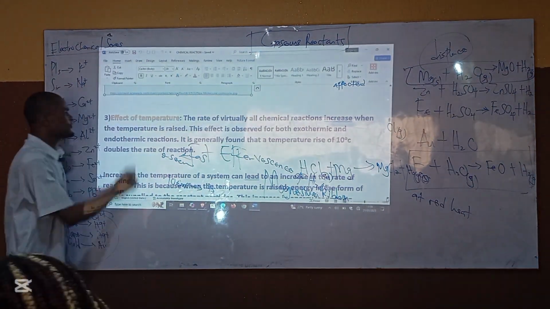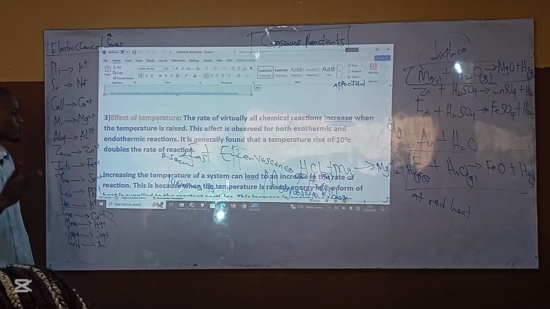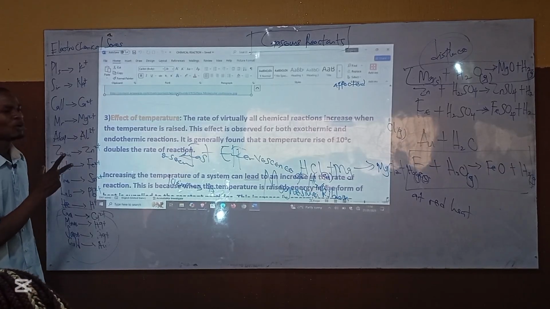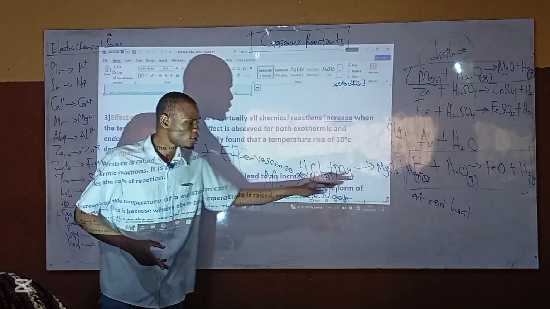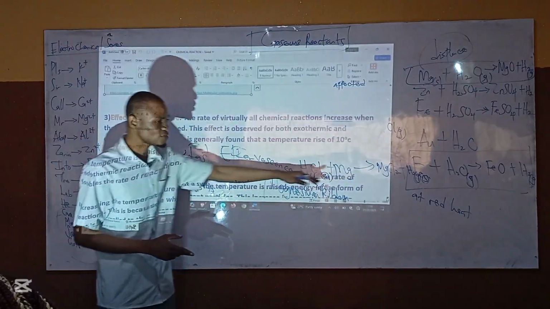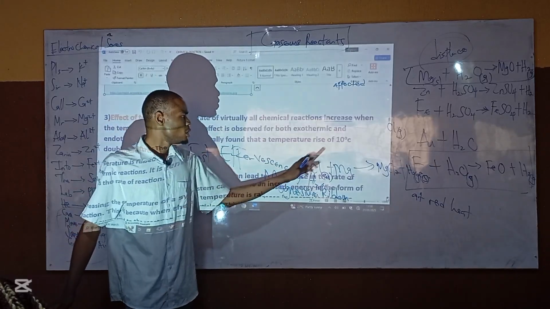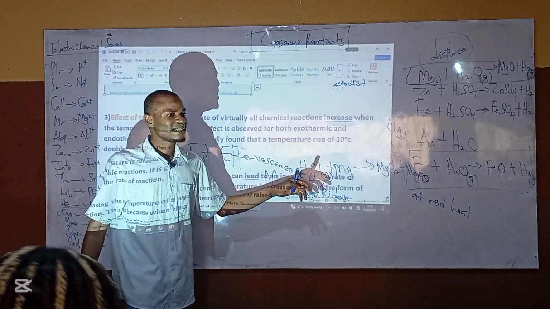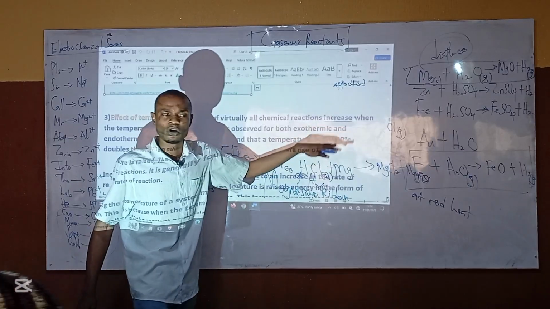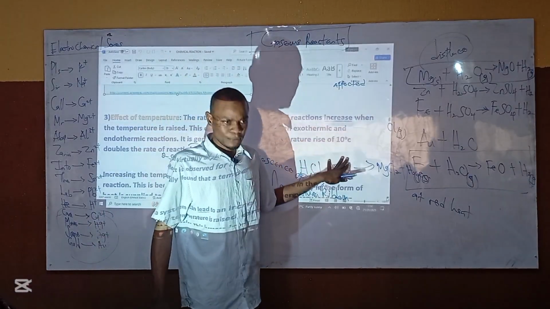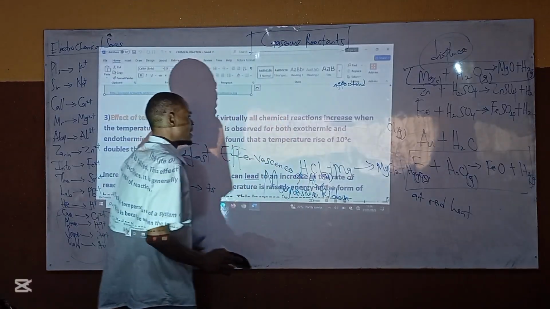Now, effect of temperature. JAMB requires you to know two things, two explanations on effect of temperature. This is the explanation you need to know on effect of concentration. Effect of temperature, JAMB also wants you to know this. And another example, we also use this as an example under effect of temperature. And there's another example we are still going to use also.